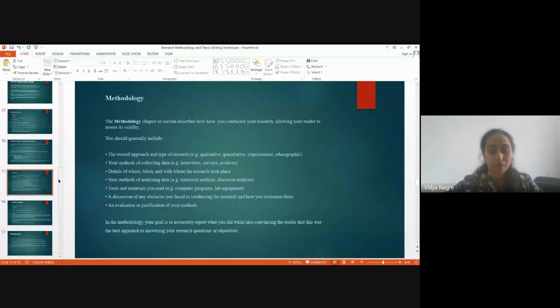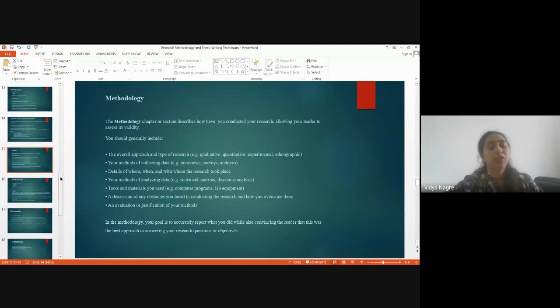Next comes methodology. Under theoretical framework, basically we talk about methodologies, tools and techniques we use for your research. And the kind of sample you have selected, you can give information about that sample too. So under methodology, already we have discussed research methodology at the beginning itself. So this section basically talks about how have you conducted your research, allowing your reader to assess its validity.